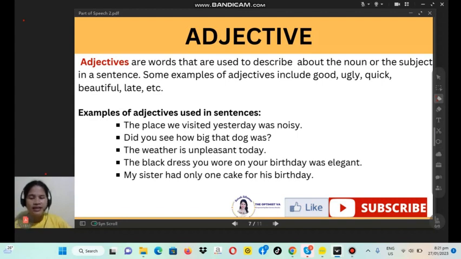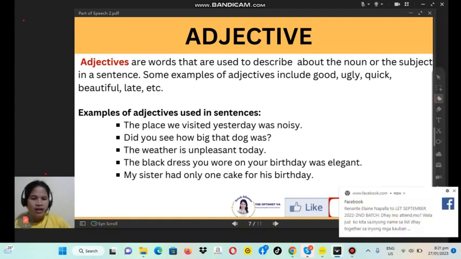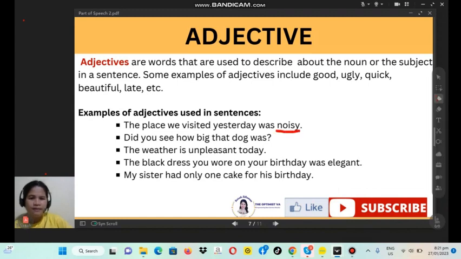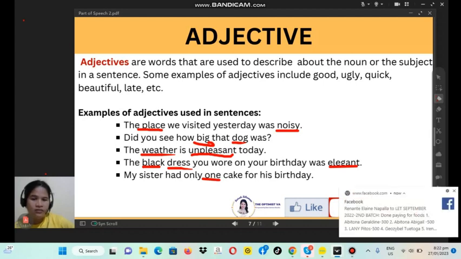Examples of adjectives used in sentences are the following. The place we visited yesterday was noisy. So noisy here is an adjective that modifies the noun, which is place. Did you see how big that dog was? So big here is the adjective referring to a dog. The weather is unpleasant today. So unpleasant here is the adjective that describes the noun, which is the weather. The black dress you wore on your birthday was elegant. So elegant here is the adjective that describes the noun, which is the dress. Black also is an adjective. My sister had only one cake for her birthday. So one here is the adjective that describes a cake.